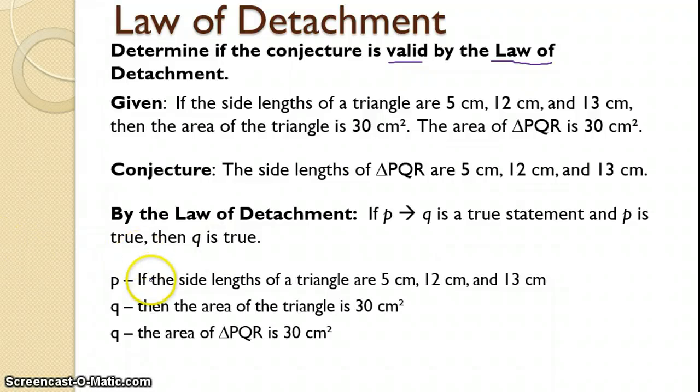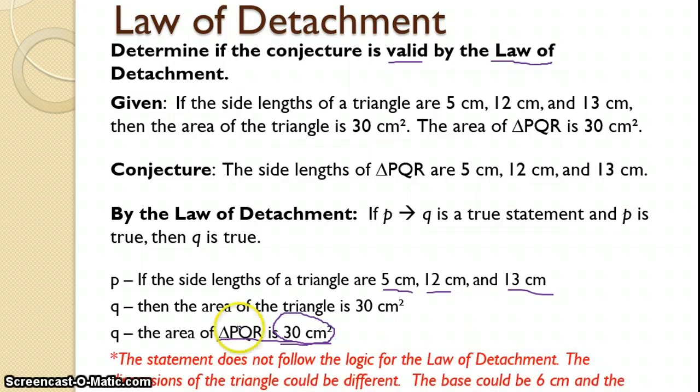Do you think we actually have a true statement here? Here's our P: if the side lengths of the triangle are 5, 12, and 13, and here's Q, then the area of the triangle is 30 centimeters squared. Then we say here that the area of triangle PQR is 30. Can we actually say that's true? Could you give me a counterexample to this? We could end up with a triangle that has an area of 30 centimeters squared, but it would not necessarily have these dimensions. So we would say that no, it does not follow the logic of the law of detachment.